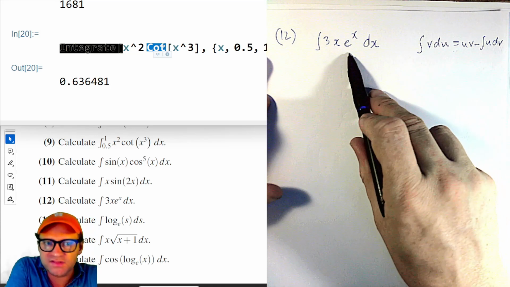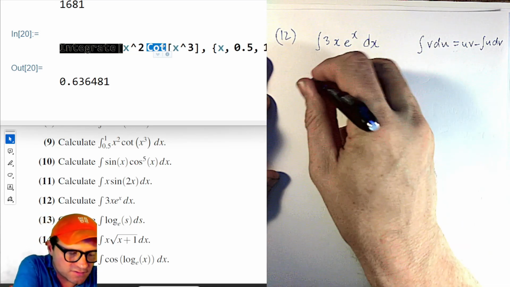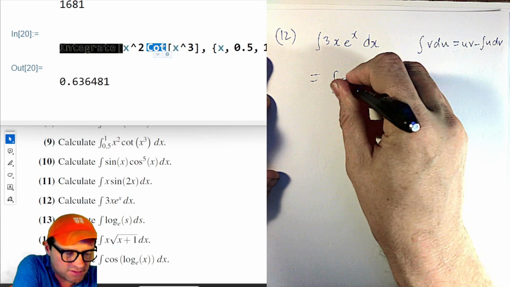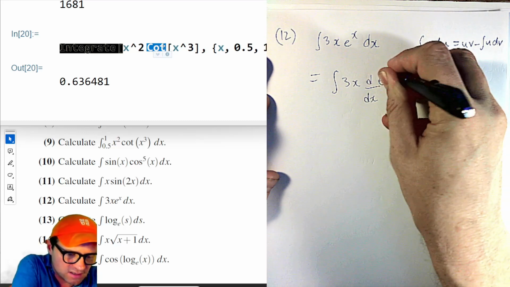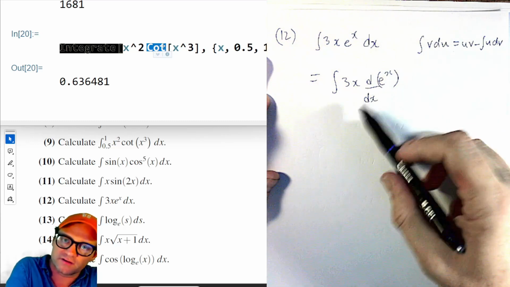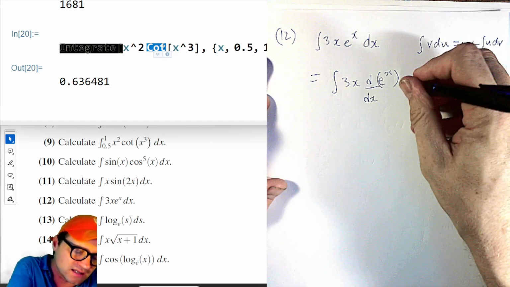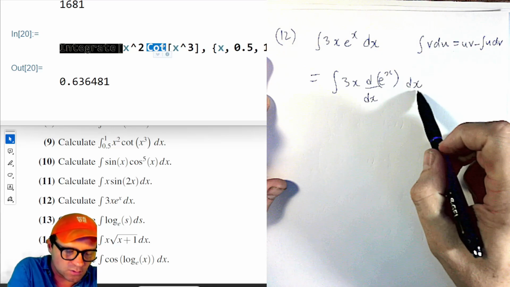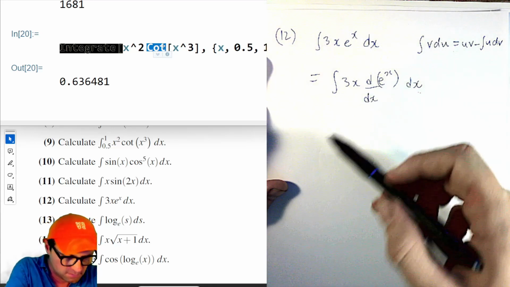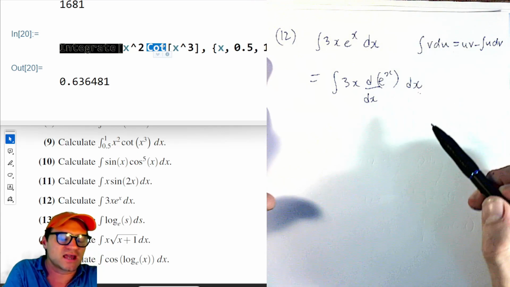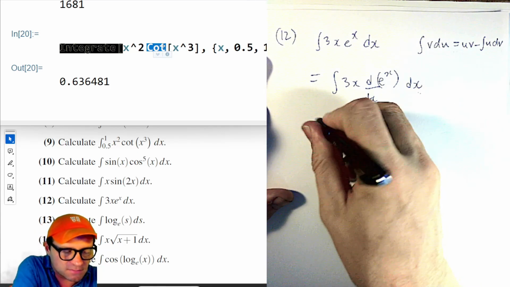So we now want to write this in terms of a derivative. So we just have 3x times the derivative with respect to x of e to the x. Remember, the derivative of e to the x with respect to x is e to the x. This is still with respect to x. Okay, now we can pretend like the dx's are canceling, but this is a substitution.